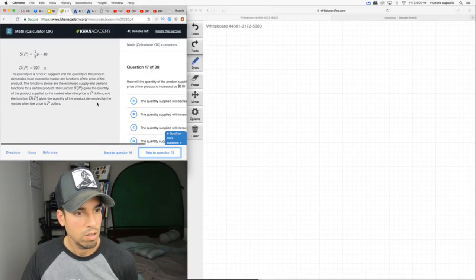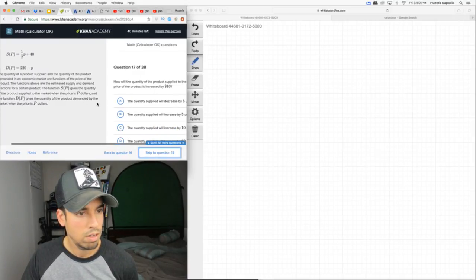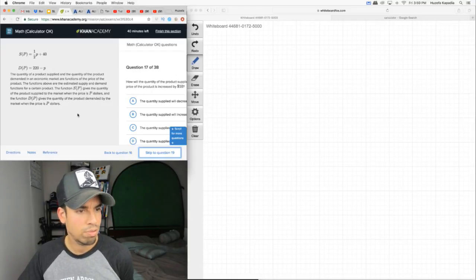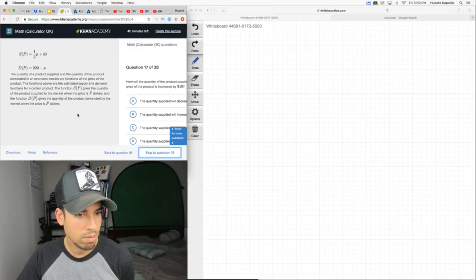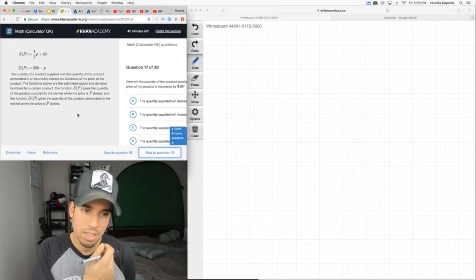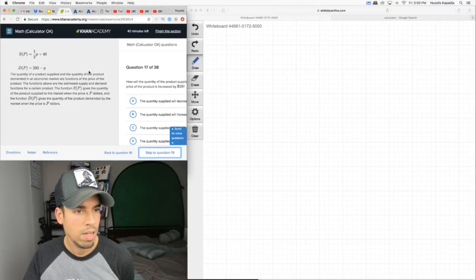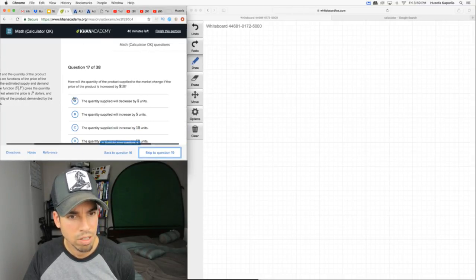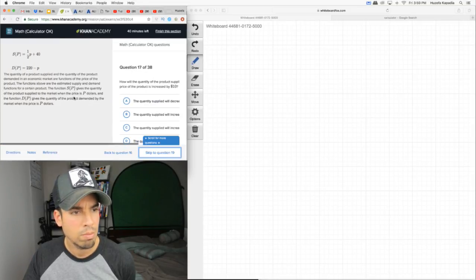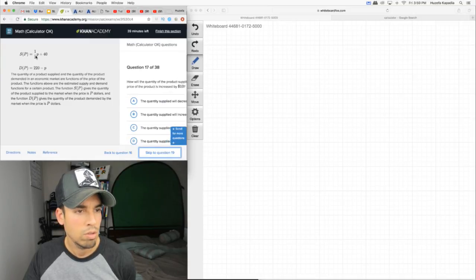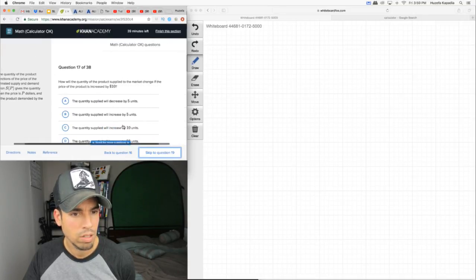Okay. The quantity of a product supplied and the quantity of the product demanded in an economic market are functions of the price of the product. The functions above are the estimated supply and demand functions for a certain product. The function S of P gives the quantity of the product supplied to the market when the price is P dollars. Supply and demand curves. How will the quantity of the product supplied to the market change if the price is increased by 10? If it's increased by 10, the supply will increase by 5.